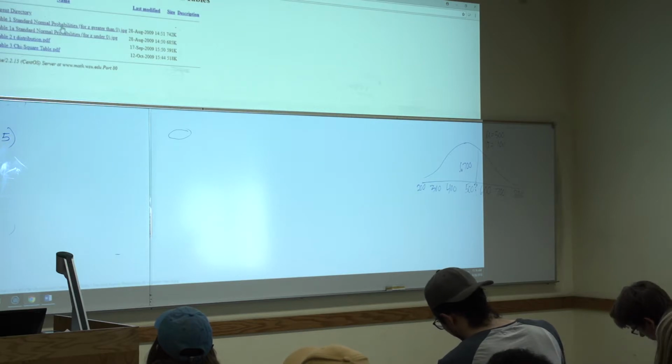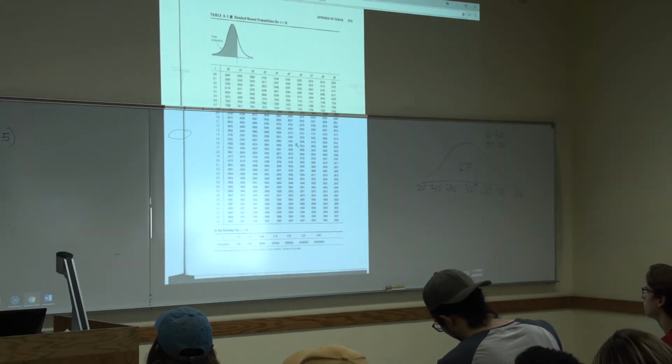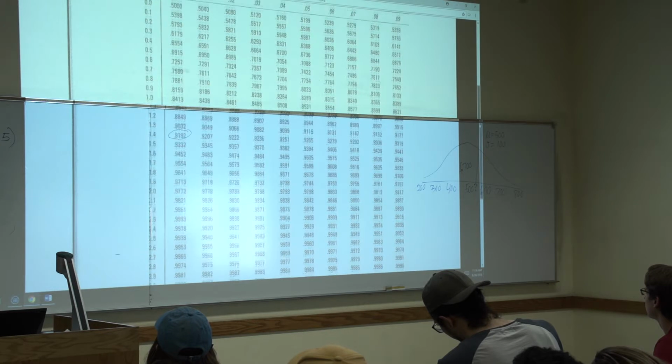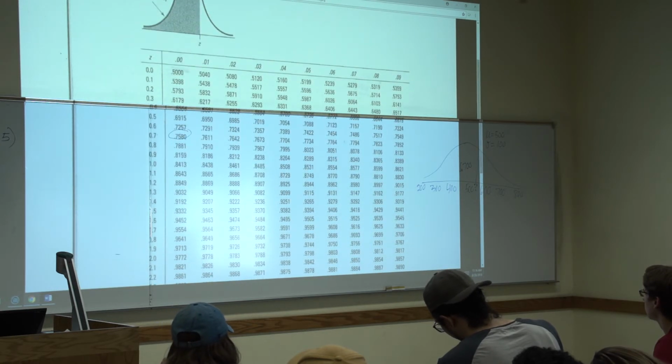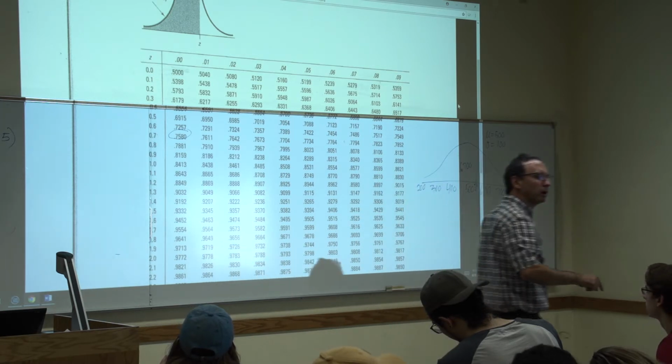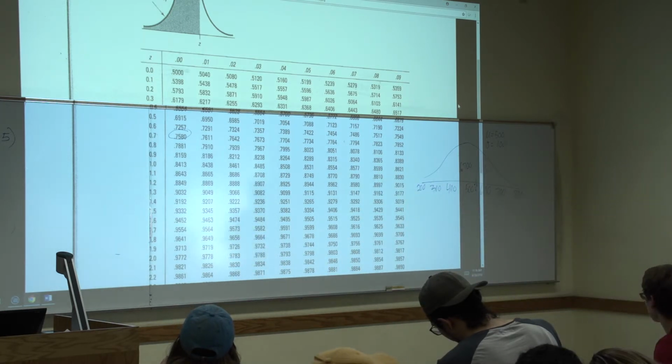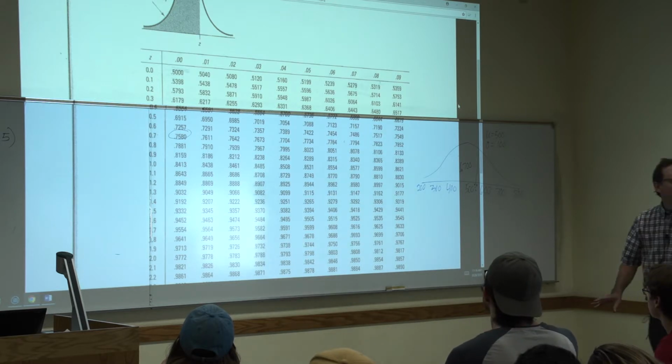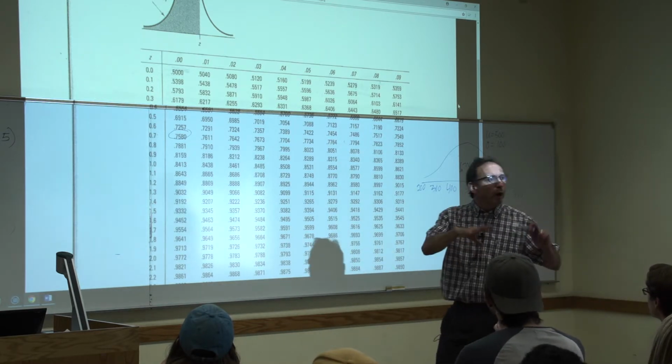So let's see here. Who is helping me there? Tell me what to do, we've got our z-table up now. You find 0.6700. It's kind of hard to see from here. Find 0.67 where?